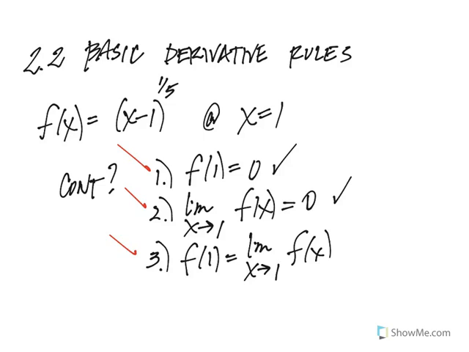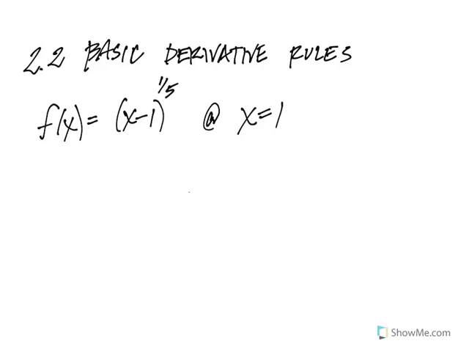So if a function is not differentiable at a given value of x, it is either discontinuous at that value of x, or there is a sharp turn in the graph or a vertical tangent line. So that's the next step. We need to check that since we have continuity out of the way.